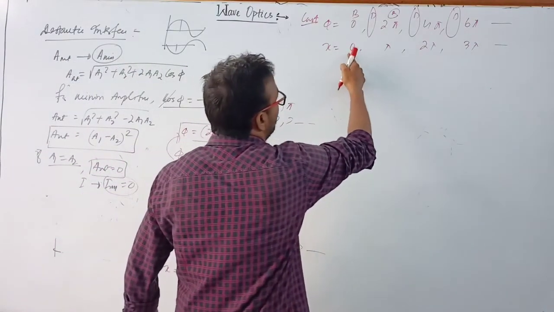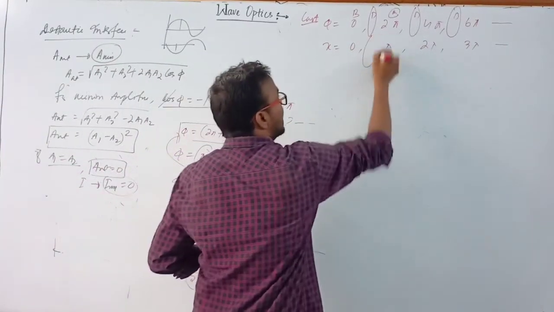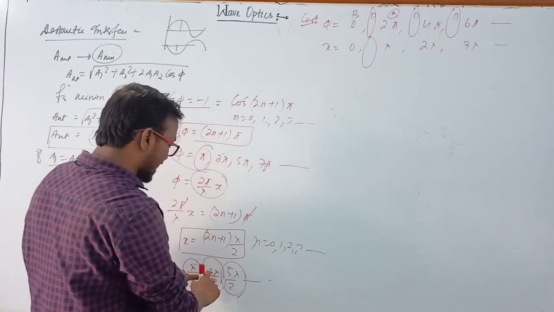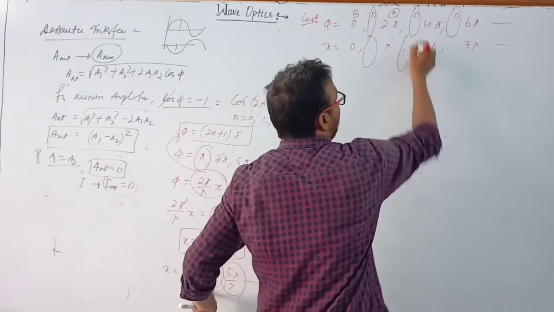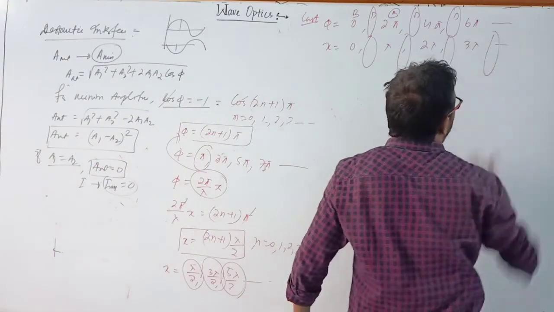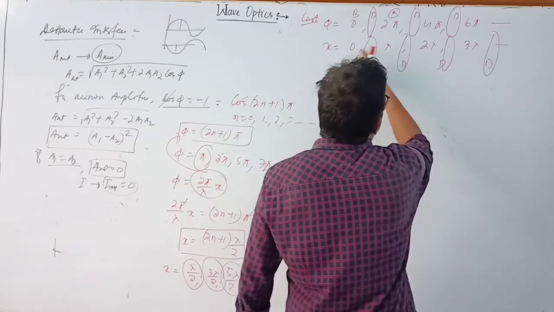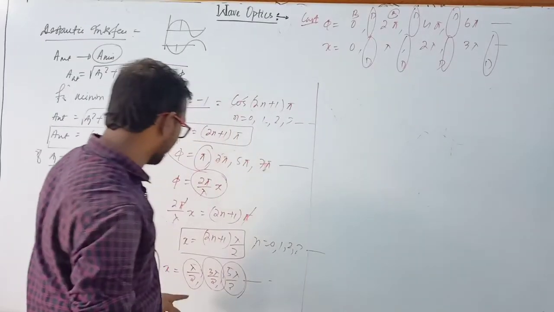Similarly, x is 0 for constructive, then we get lambda by 2 for destructive, then lambda for constructive, then 3 lambda by 2, 5 lambda by 2, 7 lambda by 2 and so on for destructive. Here we get destructive, and here constructive. Clear? This is the interference pattern.